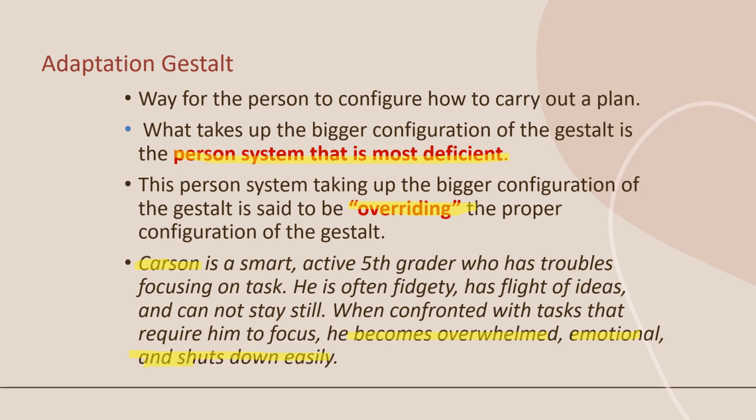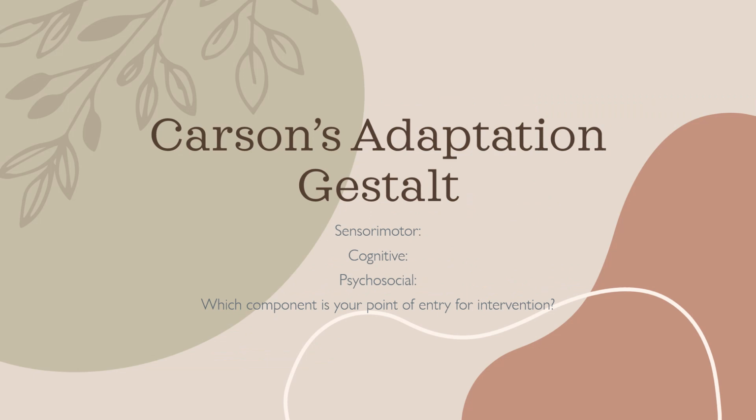So is that a normal response? No, it is not. And the way we know he's having trouble is because he's often fidgety, he has a flight of ideas, and he can't stay still. Okay. Also his challenge or his press for mastery is for him to focus on tasks. Okay. So Carson's adaptation gestalt. Which component would be the point of entry for intervention for him, do you think? Would it be psychosocial, cognitive, or sensory motor? It's going to be sensory motor, right? Because that's where he's having the most trouble focusing. Okay.